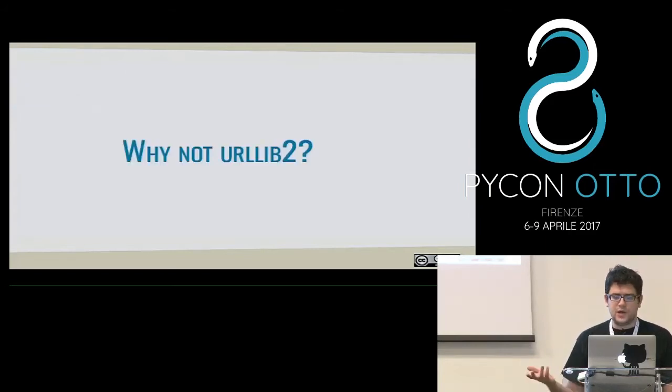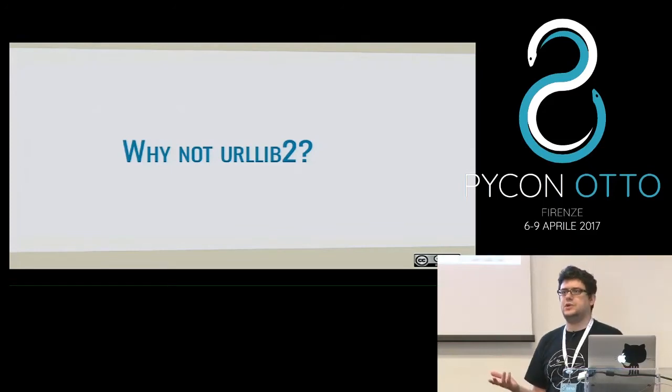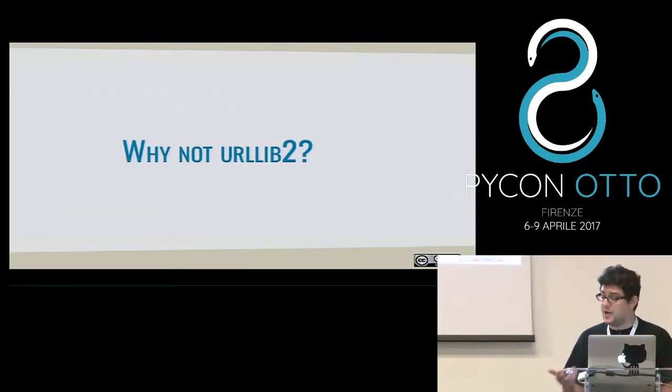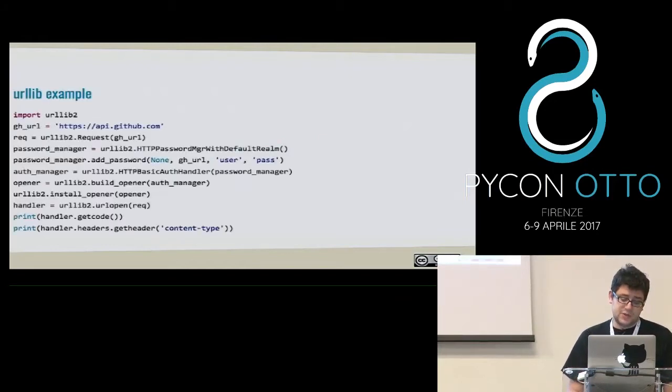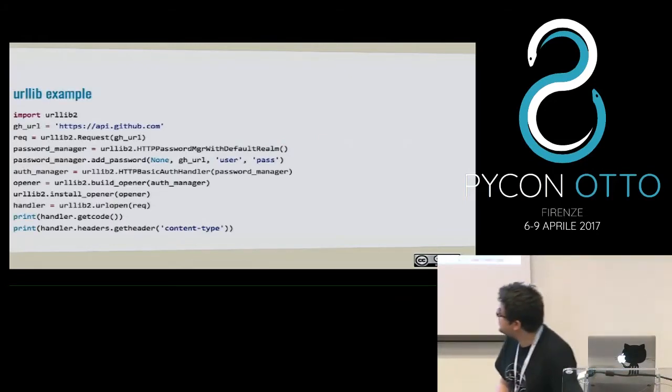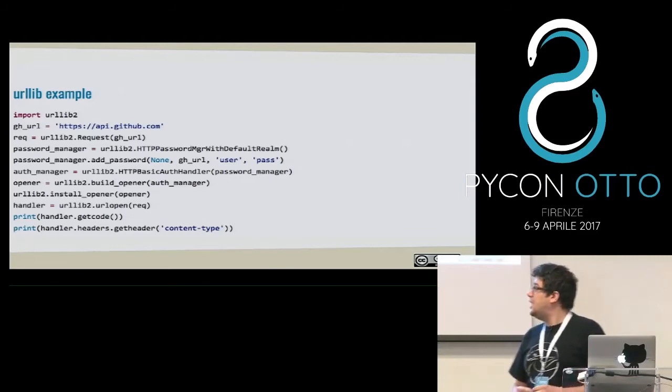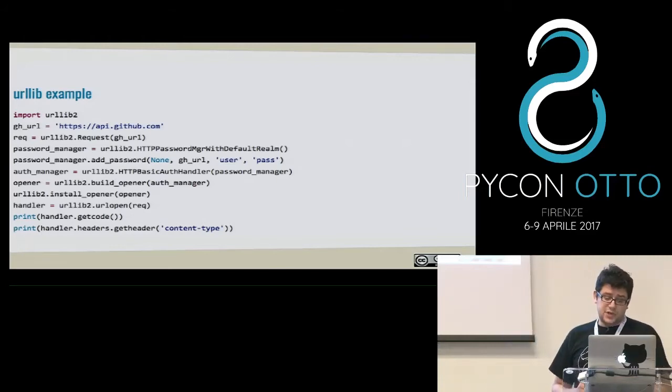You may wonder, why not urllib2? urllib2 is shipped by default with Python, so why not use that library? Okay, let's see an example. I will show you how to interact with the GitHub API, first with urllib2, and then with the requests library. So this is the code. I hope the code is readable. This is the example using urllib2.